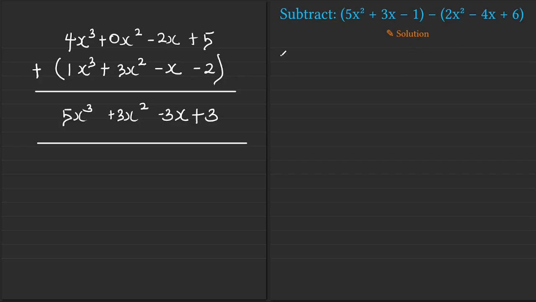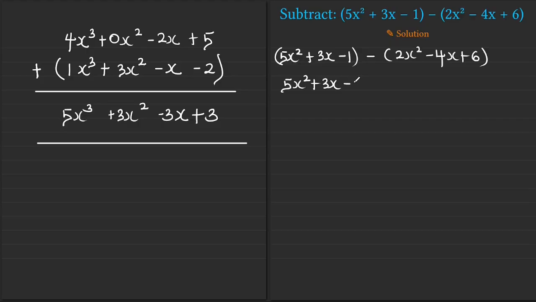We have 5x squared, then plus 3x minus 1, then minus 2x squared minus 4x plus 6. So the first thing you need to do is to make sure you open your brackets. By so doing, I mean this here has 1 as its coefficient in front of the bracket. So everything remains the same. We have 5x squared plus 3x and then minus 1.